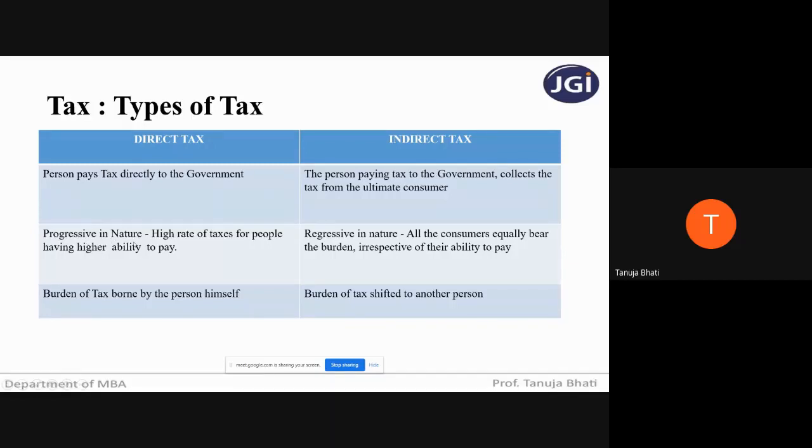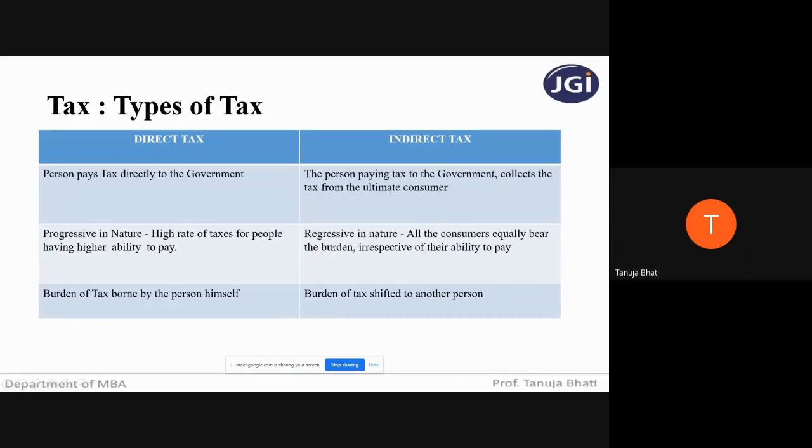Next, direct tax is progressive in nature. When we say progressive in nature, it means that, as we have already seen in third semester, the tax slab rates for an individual differ depending on his income. So higher the income, higher is the tax rate. So it is progressive in nature, which means a high rate of taxes for people having higher ability to pay.